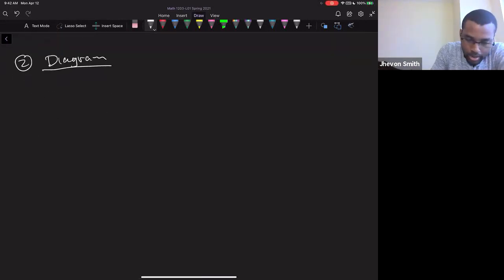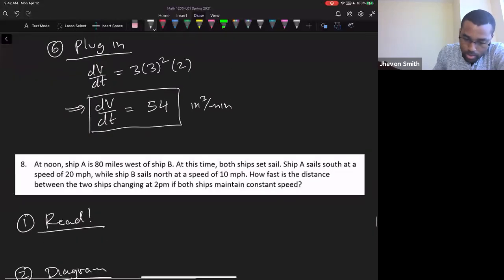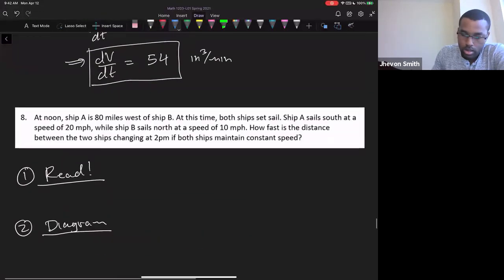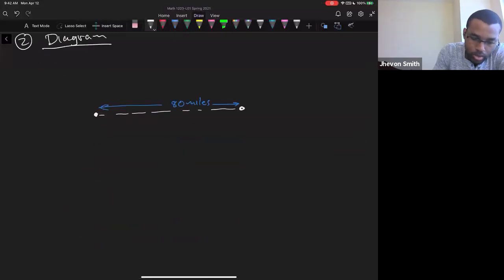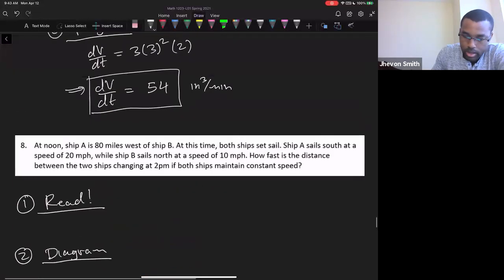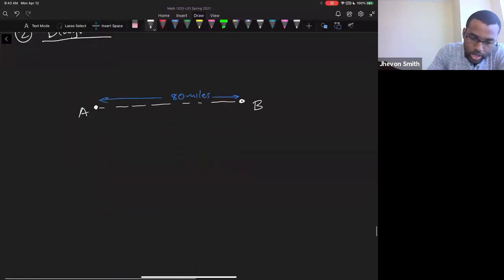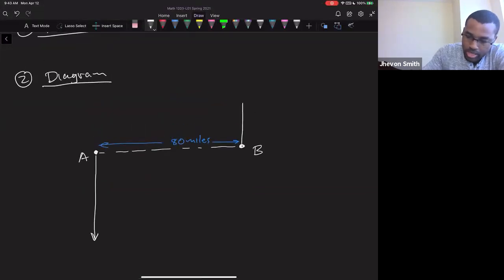So here I would say, all right, so this is 80 miles right here, going from here to here. A is west of ship B, so that means A is over here, B is over here. All right. They both set sail. A sails south. So A starts moving in this direction. B starts moving in this direction.